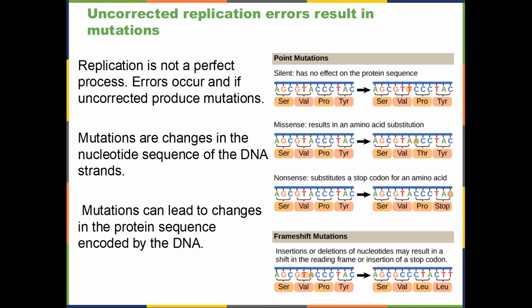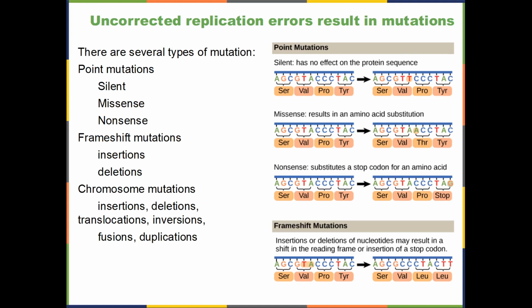So uncorrected replication errors result in mutations. Replication is not a perfect process. Errors occur, and if uncorrected, produce mutants. Mutations are changes in the nucleotide sequence of DNA strands, and they can lead to changes in protein sequence encoded in the DNA. Now, sometimes these changes are beneficial, right? But many times they're not. So there are several types of mutations. Point mutations are silent, missense, and nonsense. So silent has no effect on the protein sequence.